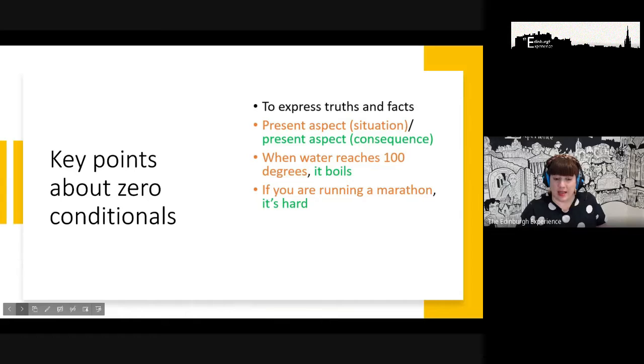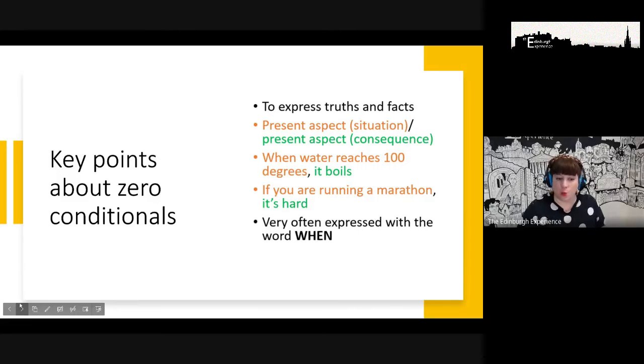Or if you're running a marathon, it's hard. Now, this is why I say we use present aspect. Remember, very often in a grammar book, it will tell you present simple. Language is not as easy as that. We can't just always simplify it that much. Here, for example, I'm using a present continuous construction, right? And it's an action in progress, but it is present aspect that I'm using.